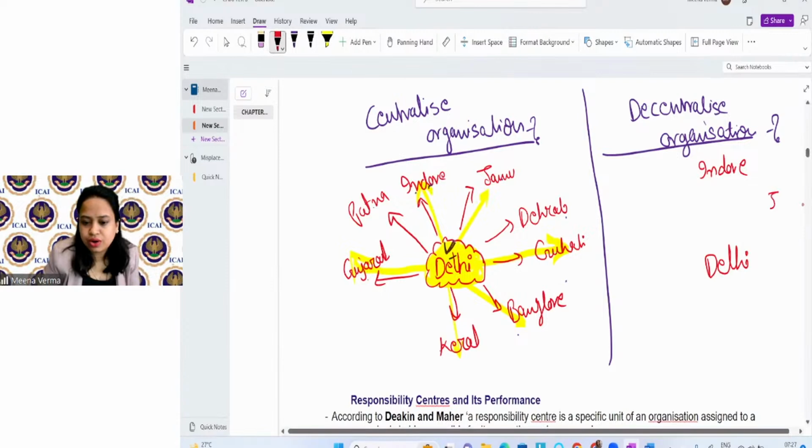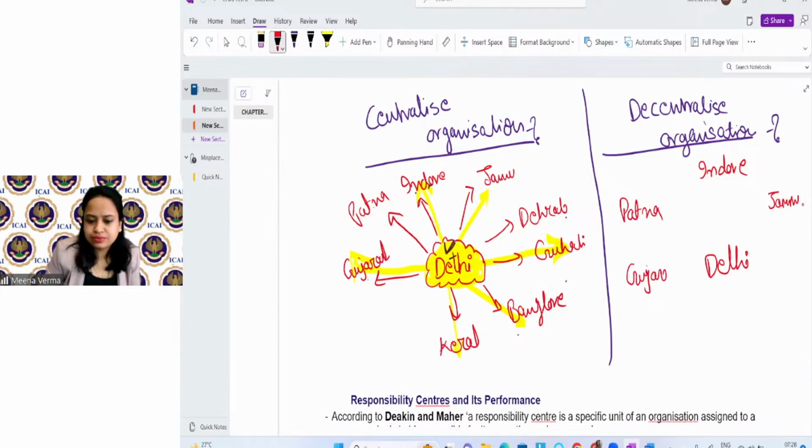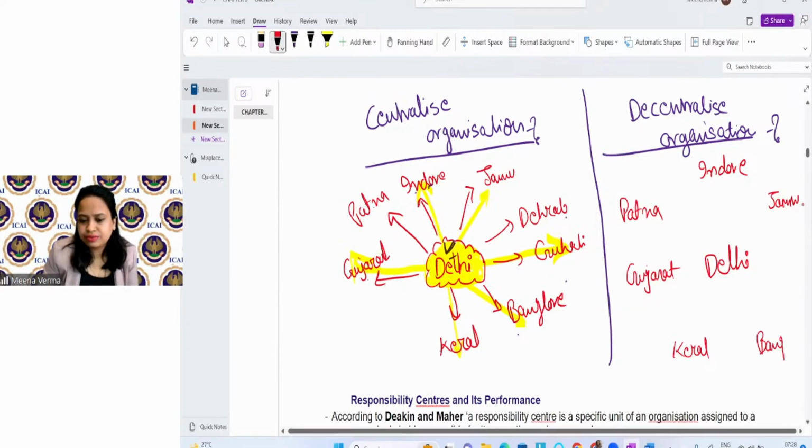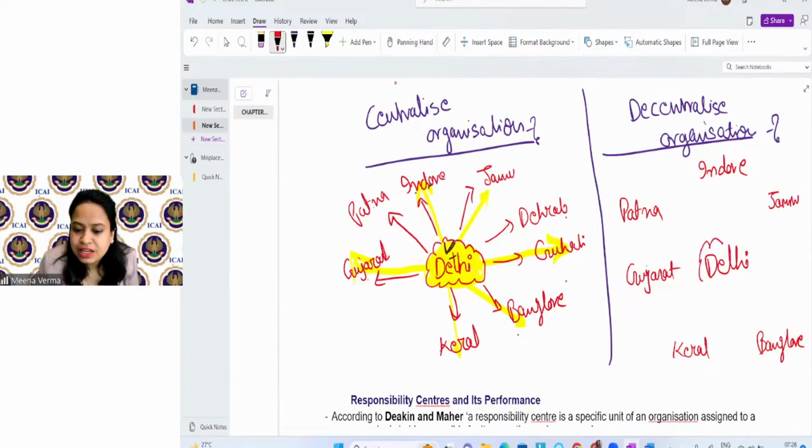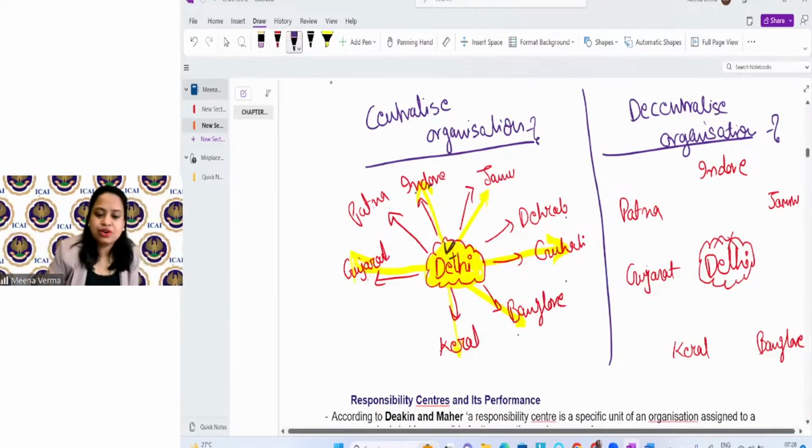Now see what will happen: Jammu, Patna, Gujarat, Kerala, and Bangalore. So now what is happening? If it is a decentralized organization, the entire decision will not be taken only in Delhi. We will give some power to the manager of Patna.